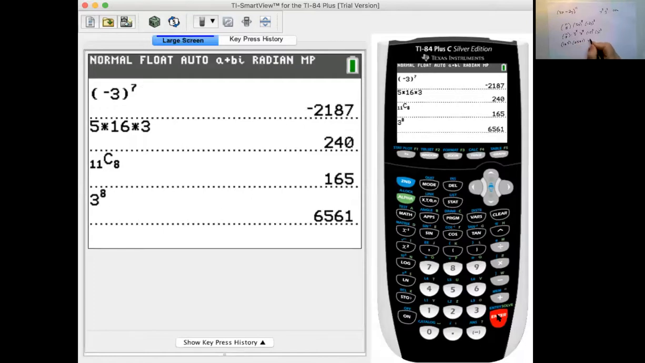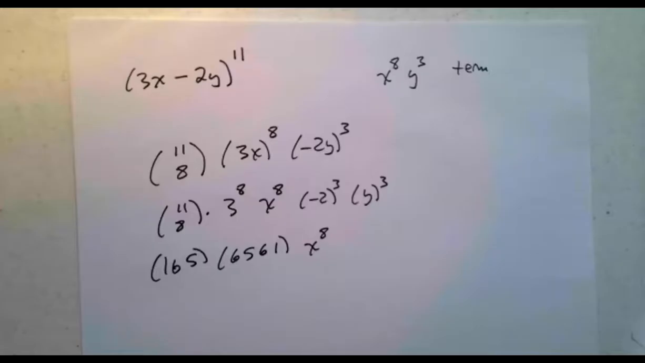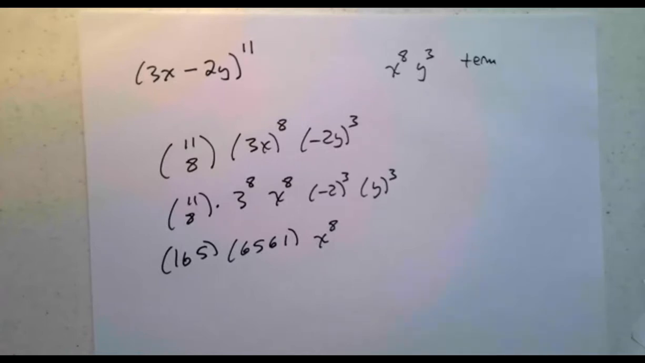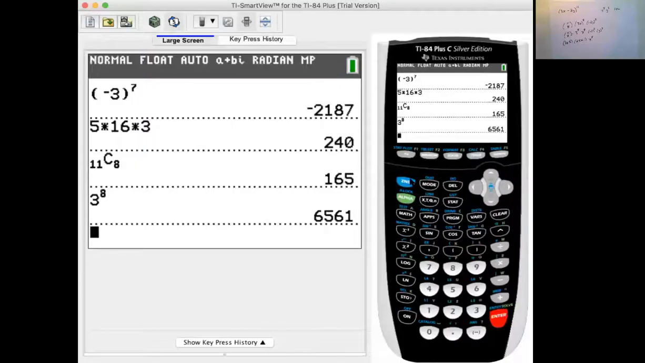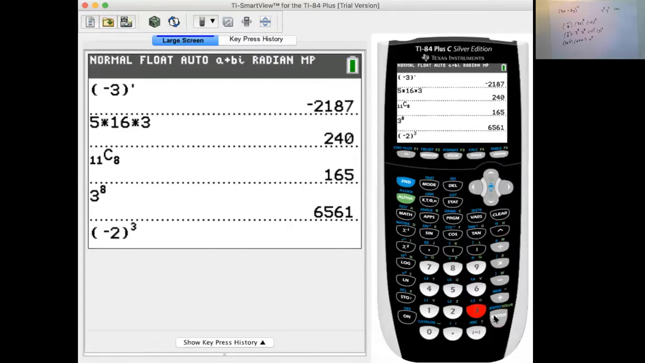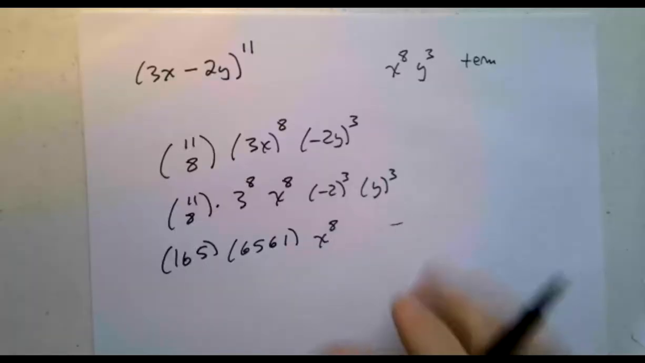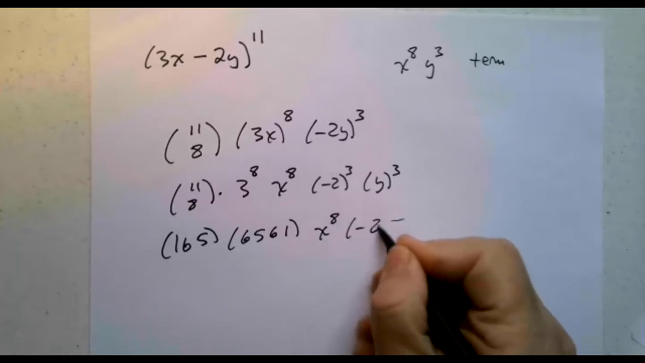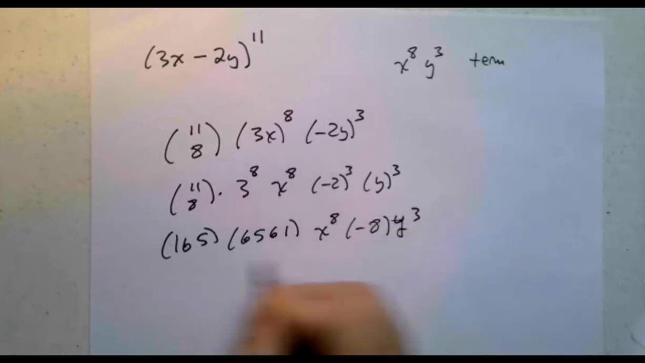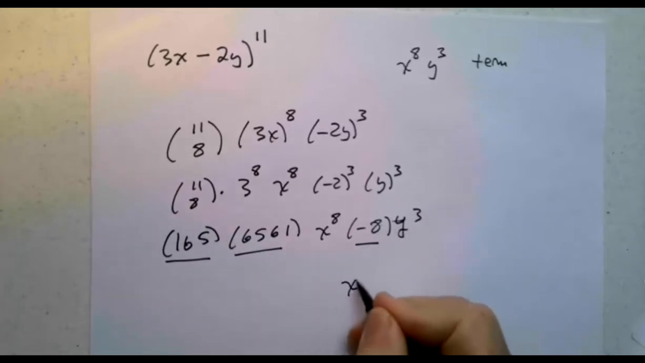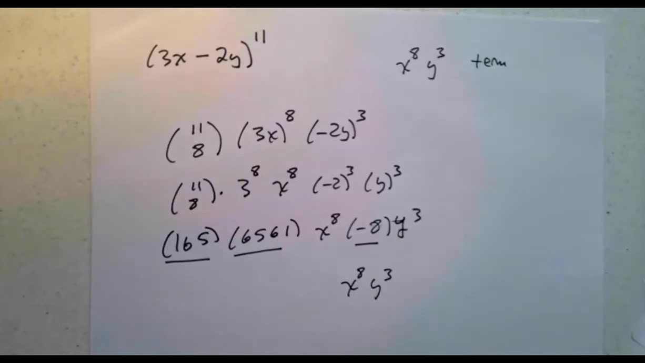Then I have x to the 8th. And what do I need after x to the 8th? I need negative 2 to the 3rd. Maybe you can do that in your head. It's negative 8, but I'll show you anyway. Negative 2 to the 3rd power, of course, is negative 8. And then I have y to the 3rd at the end. So I've got to multiply 165 times 6561 times negative 8, and all of that is multiplying x to the 8th, y to the 3rd. That will give me the coefficient.